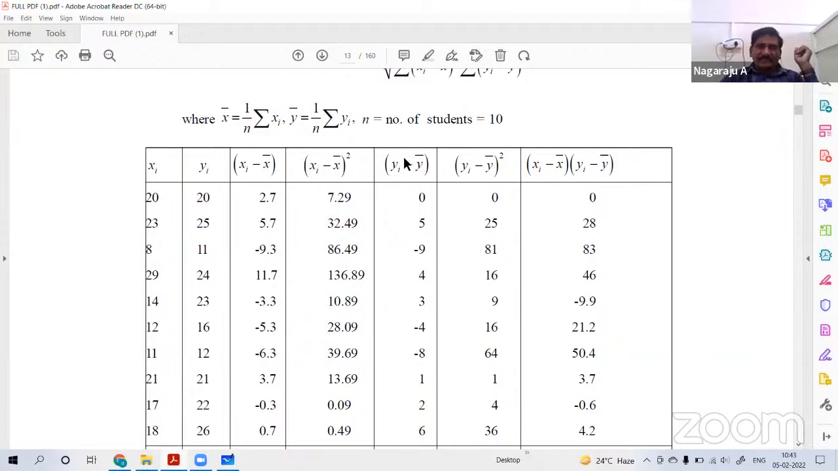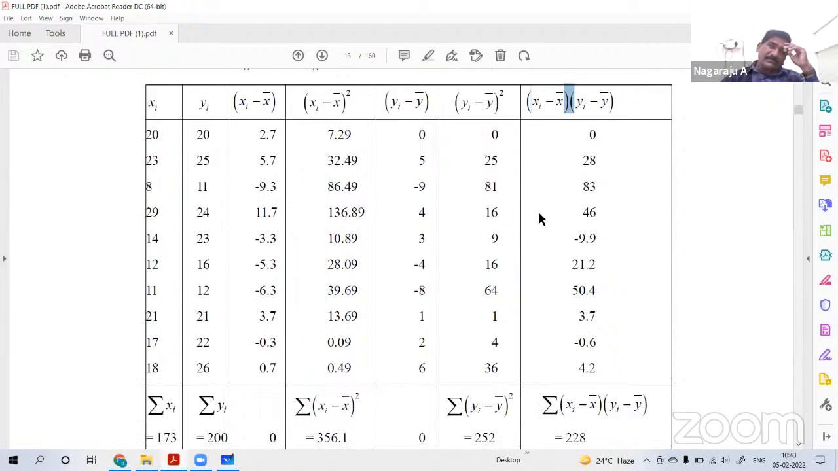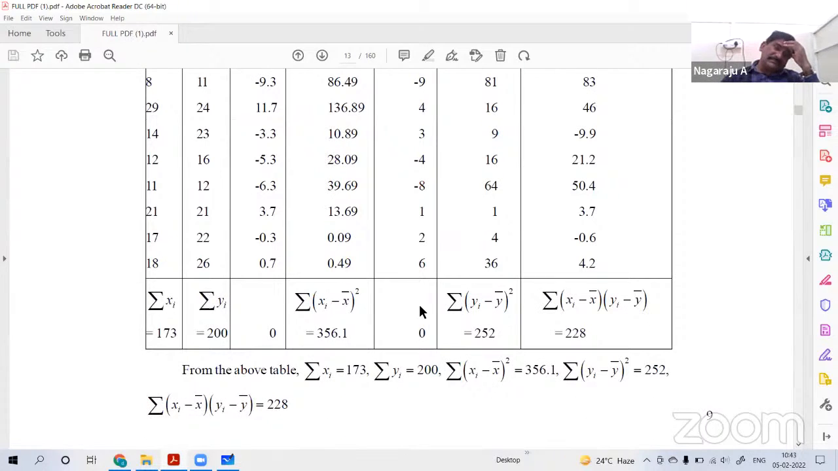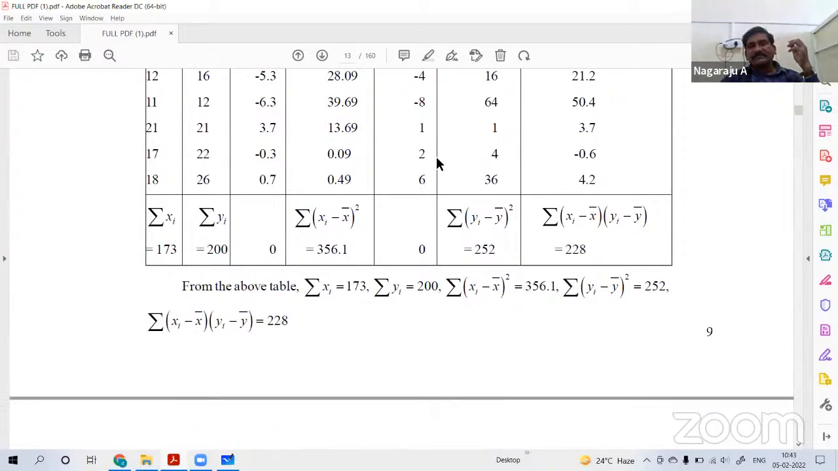Then Xi minus X bar whole square I do immediately, and Yi minus Y bar, we calculate and do the squaring. Then Xi minus X bar times Yi minus Y bar we do. And the total simplification by calculator, if I do it, I can get these results. Then these results will be substituted in the correlation formula.